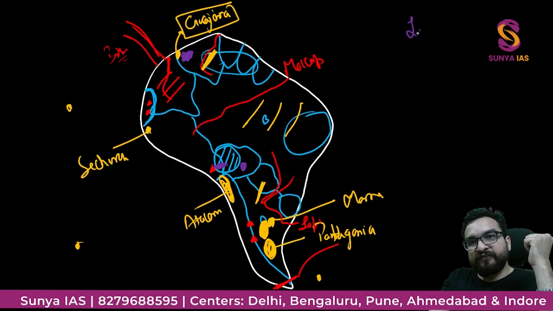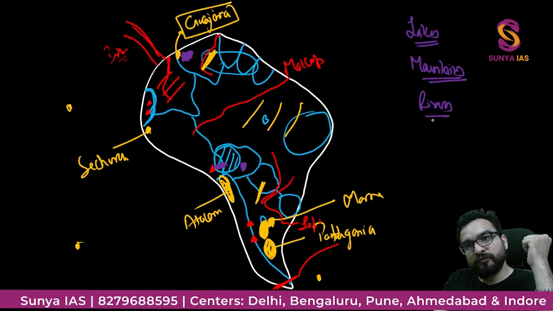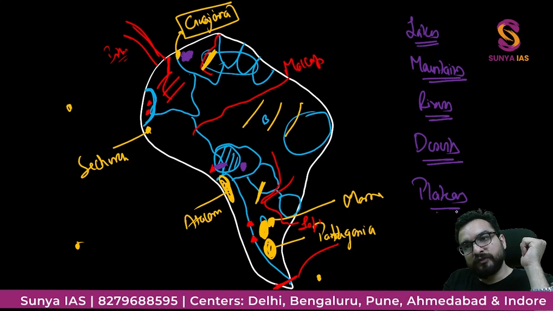So lakes we have done, mountains we have done. We have done the rivers also. Have we done the deserts also? Write it down if you know. Just remember, deserts are done. Then we have done the plateaus also, important plateaus. One plateau over here you will find, Mato Grosso, guys.